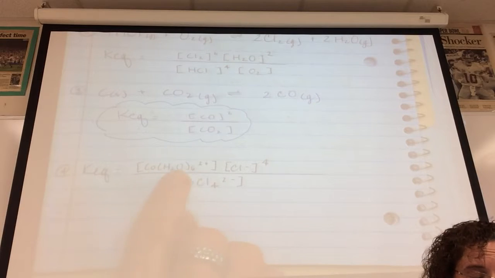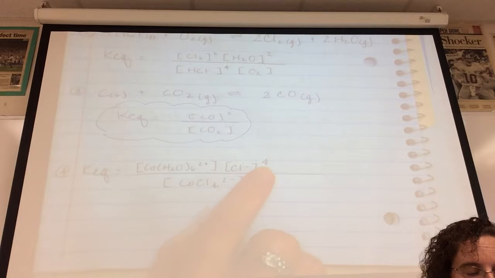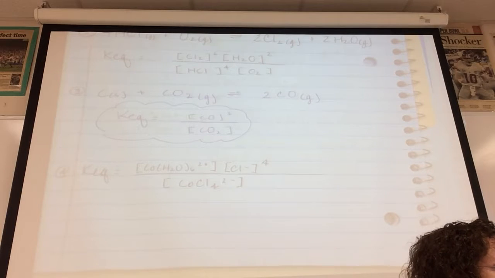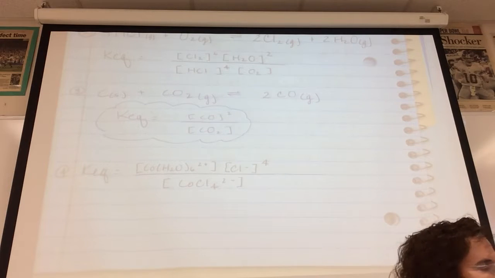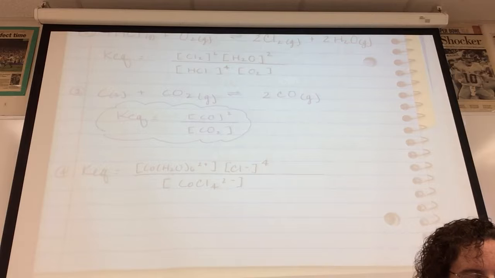So the whole ion concentration, chloride ion, why did I raise this to the 4th? It's the coefficient. What happened to the water? It's a liquid. All right, so Allison said, that's it.